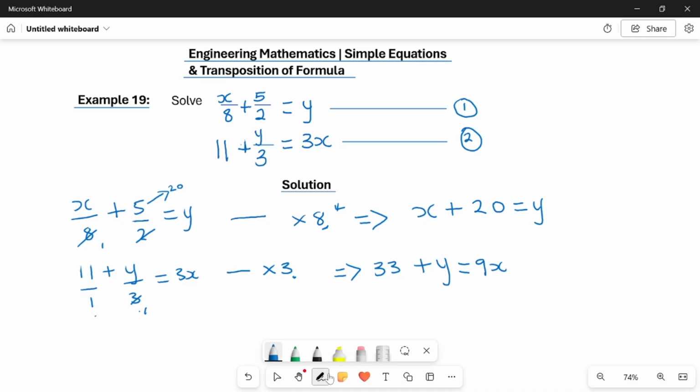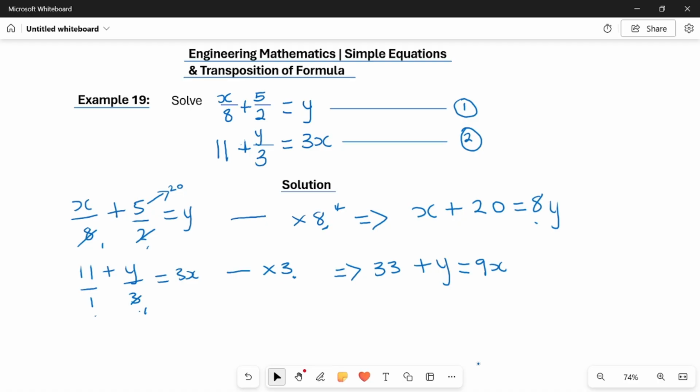And let's correct the previous one. So 8 here times x over 8. 8 will cancel to get 1. So we're left with only x. We wrote it down here. And 8 times 5 over 2. 8 into 2 will give us 4. And here will become 1. So 4 times 5 will give us 20. So 8 times y will give us 8y. Take note.